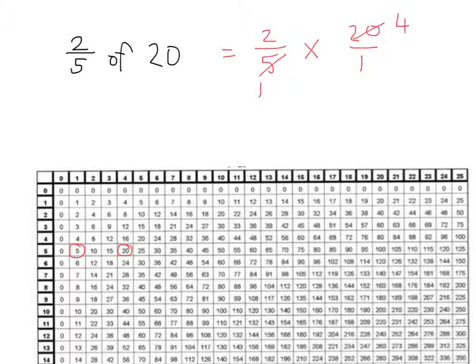Okay, so now we have completed step 1, which is to simplify diagonally. The next step is to multiply horizontally. So multiply the numerators and the denominators. So let's do that. 2 times 4 is 8. And 1 times 1 is 1. So 8 over 1 is the same as 8. So that's the answer. Pretty easy.